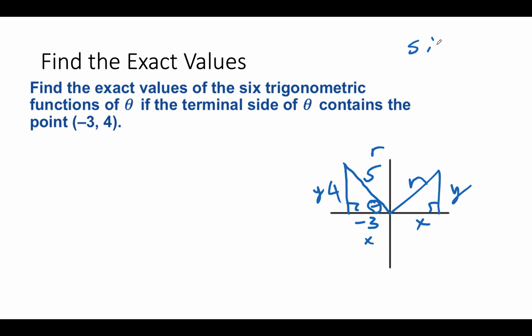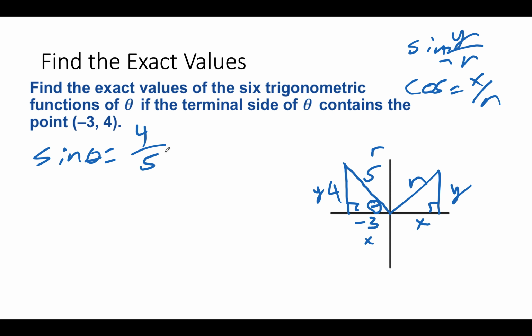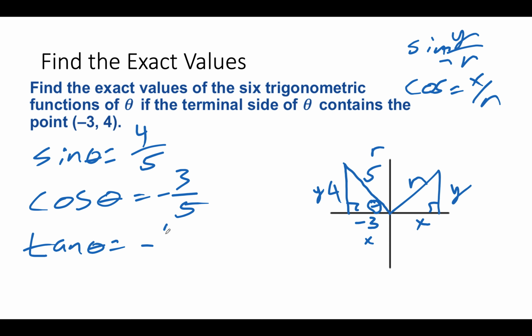Anytime we're on here, the sine is always the y over the r, the cosine is always the x over the r, and the tangent is always the y over the x. Or you can just look at the picture, and I know that the sine is going to be the opposite over hypotenuse. Hey, look at that. Sine is positive in quadrant 2. Coincidence? No. Cosine is negative 3 over 5, adjacent over hypotenuse.